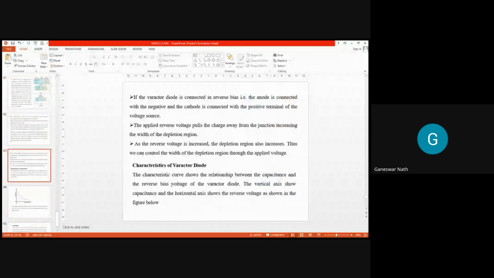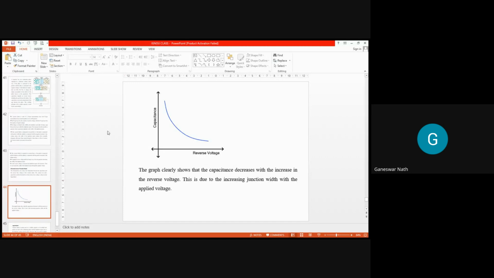Now I'm coming to the characteristic of the varactor diode. The characteristic shows, since you are talking about capacitance versus voltage, so I put the capacitance, not the current and voltage, rather you discuss the capacitance-voltage. So this is a variable capacitor or varactor here. That is why we put the capacitance and voltage here.